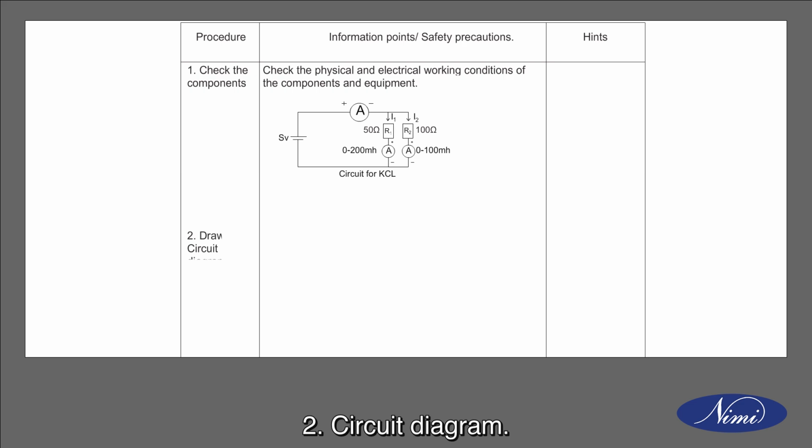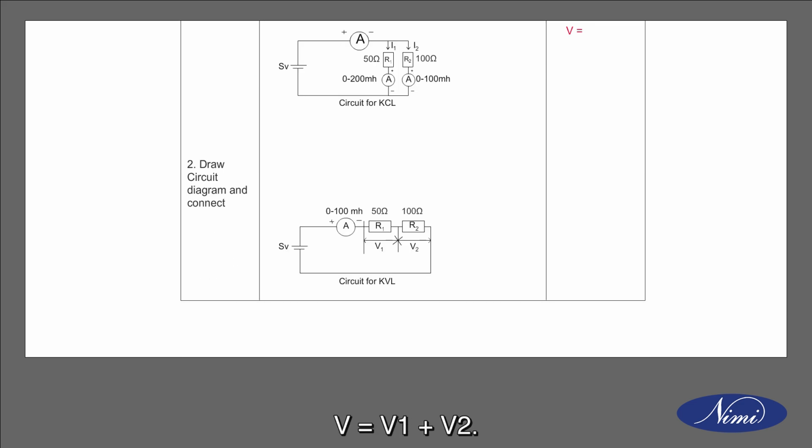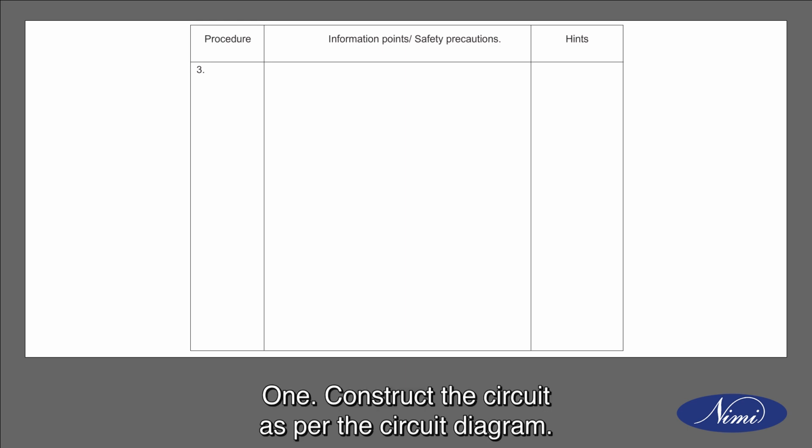2. Circuit diagram. V is equal to V1 plus V2. I is equal to I1 plus I2. Procedure. Information points or safety precautions. Hints. 3. Construction of circuit. 1. Construct the circuit as per the circuit diagram.